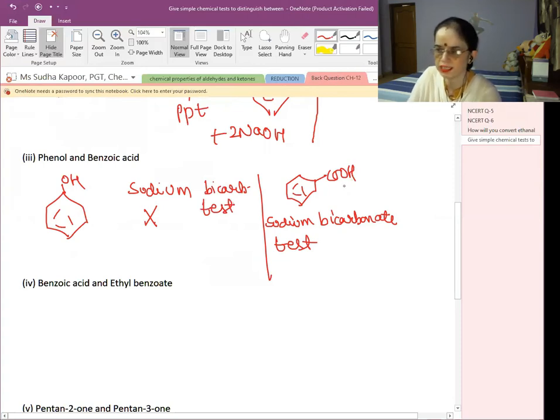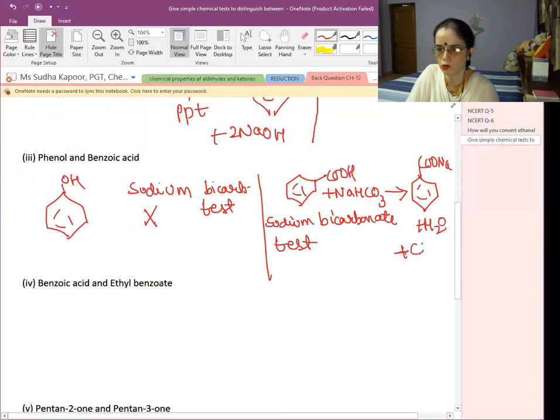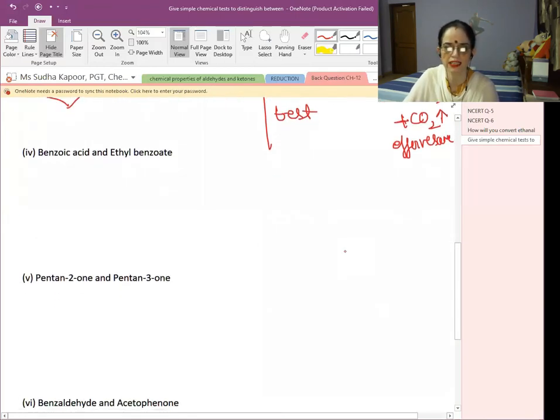So what happened in this test, that we add sodium bicarbonate to the carboxylic part, and we will be getting here the sodium salt of carboxylate ion along with the formation of water and CO2. And the CO2 is obtained in the form of the brisk effervescence, which can be detected by passing it through the lime water, and lime water turns milky. So the formation of CO2 in the form of effervescence is a very simple way to detect that the carboxylate ion is present in the organic compound. Now coming to the other one, that is the benzoic acid and ethyl benzoate.